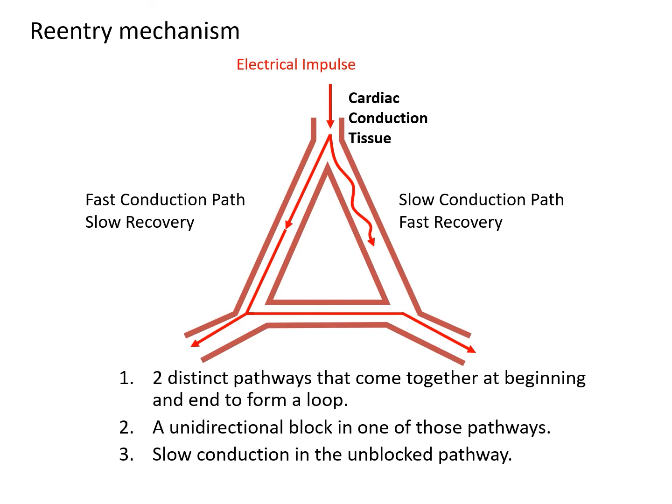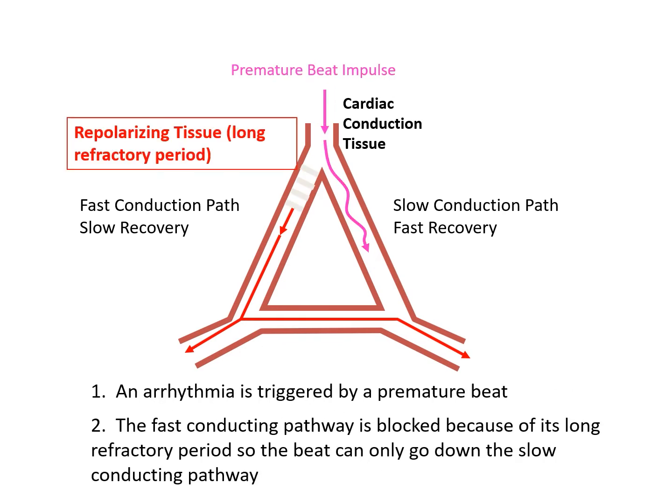The fast conduction pathway is characterized by a slow recovery, whereas the slow conduction pathway actually has a fast recovery period. So after a normal beat has gone down the pathway, what happens if there is a premature beat? When there is a premature beat, as we have already seen, the fast conduction pathway will be refractory owing to its slow recovery period, whereas the slow conduction pathway would have recovered by now because of its fast recovery. So this abnormal premature beat will go down through the slow conduction pathway. The fast conduction pathway is blocked because of its long refractory period, so the beat can only go down the slow conduction pathway.